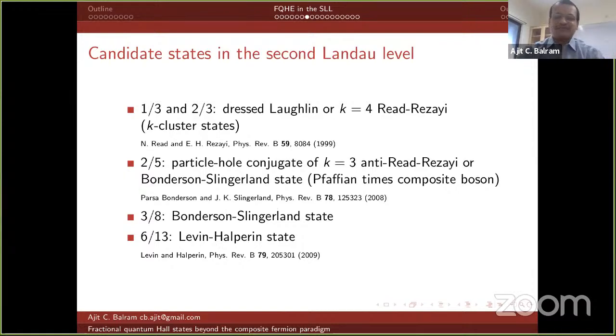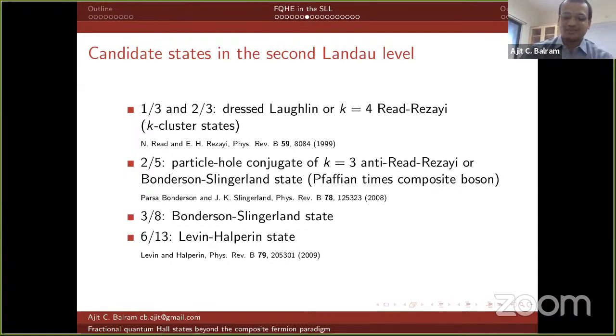Okay, so aside from 1/2, for every other state, it seems like there's a new mechanism that one has to come up with. For example, for the states at 7/3 and 8/3, which are like 1/3 and 2/3, it seems like it's either the Laughlin state or something called the Read-Rezayi state. Read-Rezayi states generalize this idea of pairing of composite fermions into clustering. So you can have 3 clusters of composite fermions or 4 clusters of composite fermions and so on. Then at 2/5, there is some state called the Bonderson-Slingerland state, which seems to be relevant, or there's another Read-Rezayi state which could be relevant. Then at 3/8, it seems like there's some different version of the Bonderson-Slingerland state. And at 6/13, it seems like the best candidate is the so-called Levin-Halperin state. Well, the point of the slide is you don't need to know what these states are.